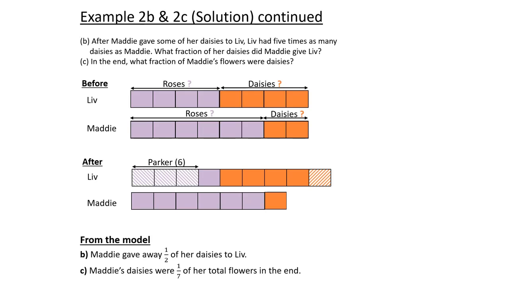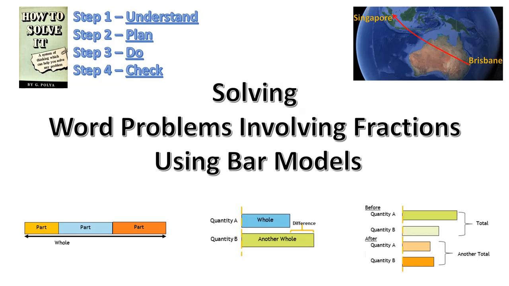So again, we have used Polly's 4 steps of problem solving, understand, plan, do, check, and the bar model method for a structured approach to solving word problems involving fractions. This problem required the use of the part-whole model to represent the number of roses and daisies each girl had, the comparison model to compare the number of roses and daisies between each girl, and the change model to represent the before-after scenarios of the number of flowers each girl had at first and then at the end.